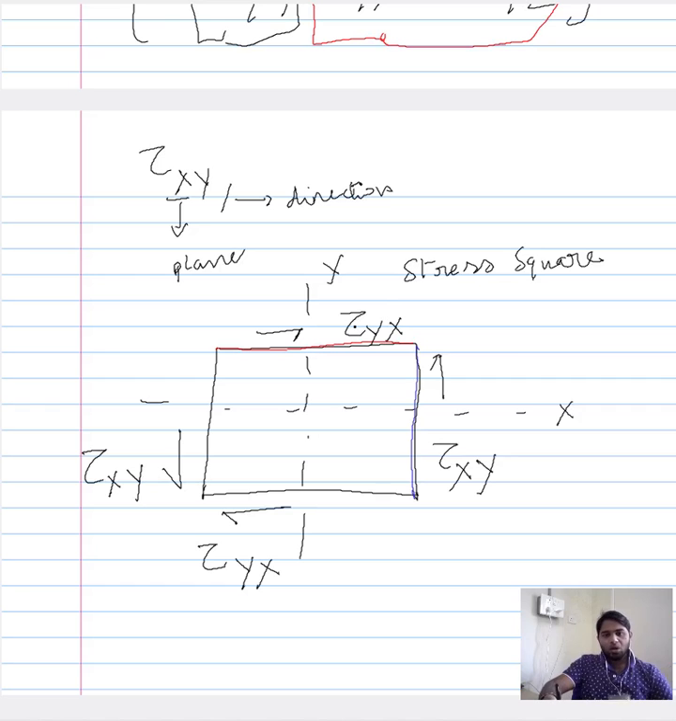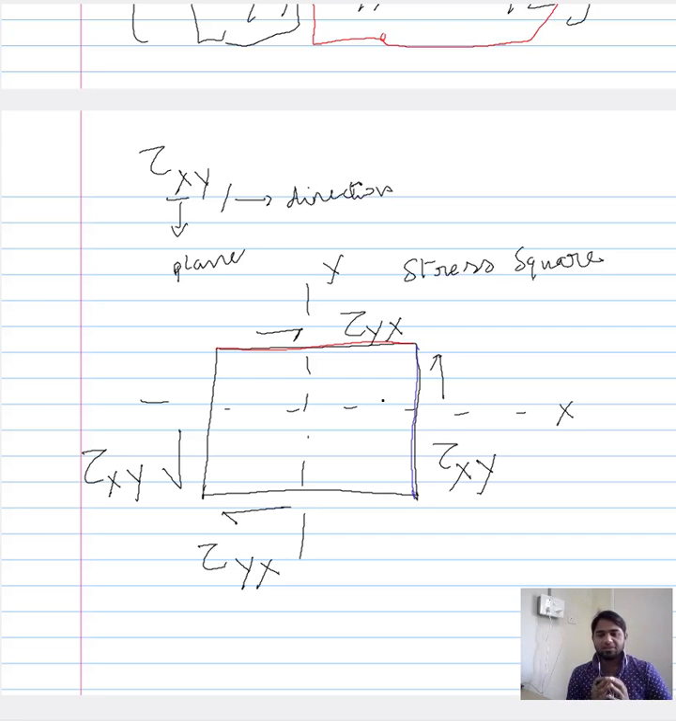So far, using this stress square, we have just represented the shear stress using two different subscripts. So one can get acquainted with the subscripts using the shear stress. That is one reason for plotting the shear stresses in a stress square. When you plot the shear stress in a stress square, one can get used to having two subscripts for one stress component, and we have seen that the first subscript represents the plane and the second subscript represents the direction.